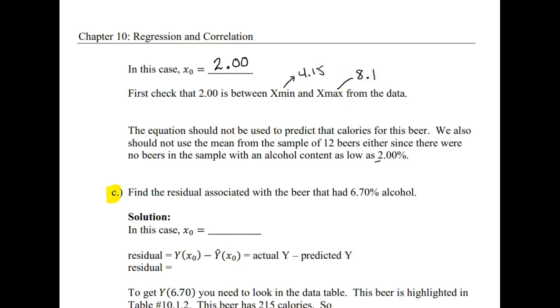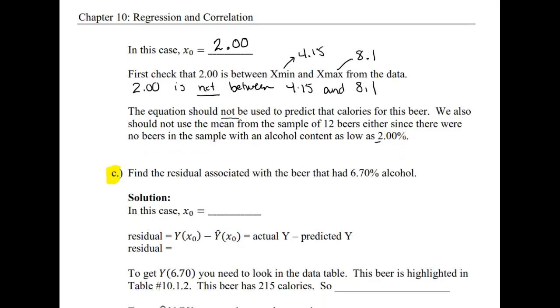Okay, but it's not. So 2.00 is not between 4.15 and 8.1, which means the equation should not be used to predict the calories for this beer. We also should not use the mean from the sample of 12 beers either, since there were no beers in the sample with an alcohol content as low as 2%.